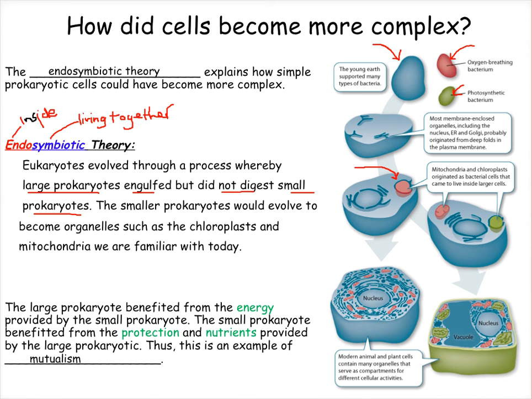So, why would this have happened? The idea is that small prokaryotes would have benefited from the protection and the nutrients afforded by the larger prokaryotes. And then the larger prokaryote would have derived energy from the actions of the smaller prokaryotes living inside of it. And thus, this type of relationship is specifically a symbiotic relationship called mutualism, where both organisms benefit from living together.